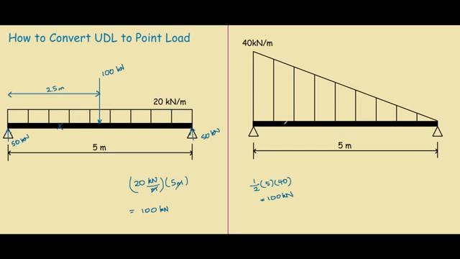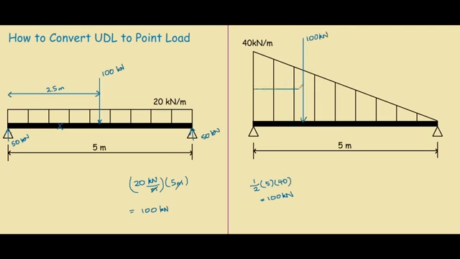For a triangular UDL, the point load centroid is actually slightly different to the rectangular one. As you can see, the UDL is more heavy-sided on one side, and it actually works out that the centroid is 1/3 from the heavy side. So 1/3 from the heavy side, 100 kilonewtons.